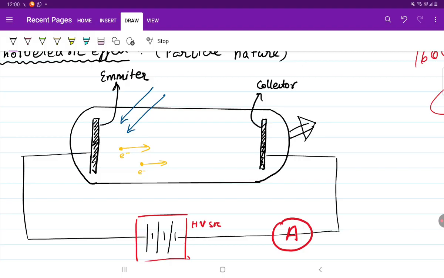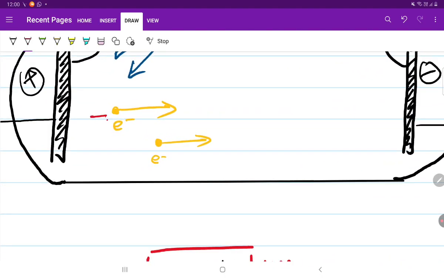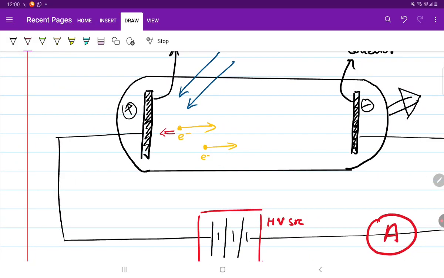Thus, we'd expect a generation of current in this situation. But there's a catch. We connect a high voltage source such that the collector is kept at negative potential and the emitter at positive potential. Electrons are negatively charged, so the negative plate will repel the electrons and the positive plate will attract them. That is why the electron will have some net retardation opposite to its motion. Thus, if we increase the voltage up to a certain limit, we observe that the ammeter reading slowly decreases to zero.